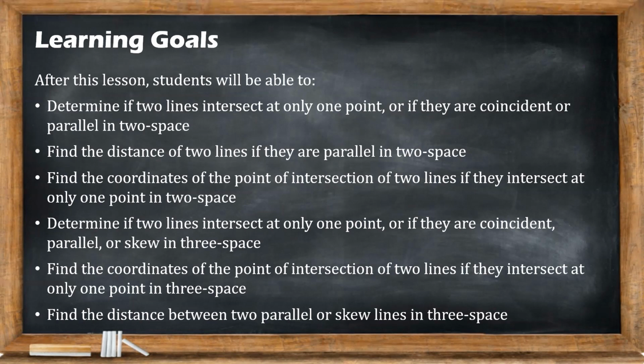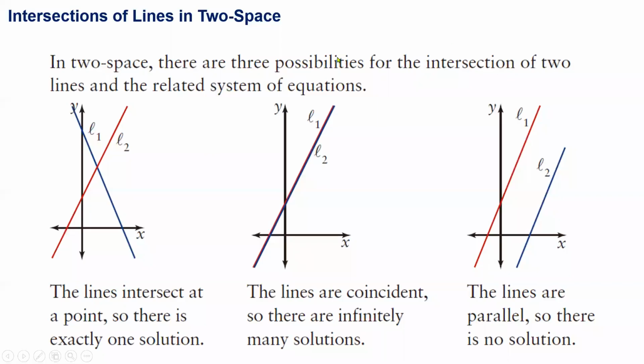Find the coordinates of the point of intersection of 2 lines if they intersect at only one point in 3 space. Then last, find the distance between 2 parallel or skew lines in 3 space. Okay, first, let's have a look at the intersections of lines in 2 space.